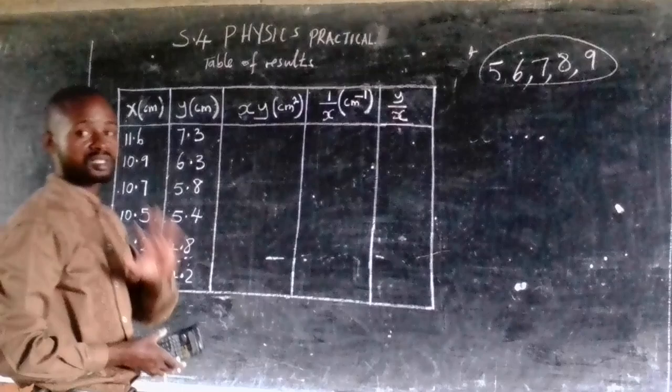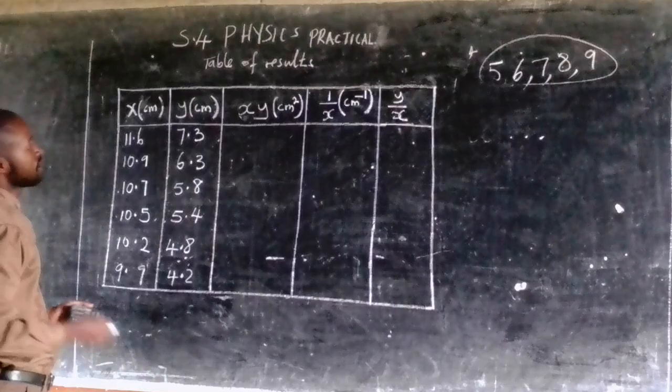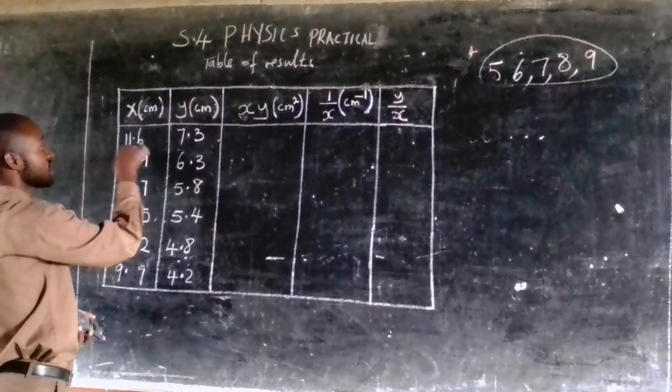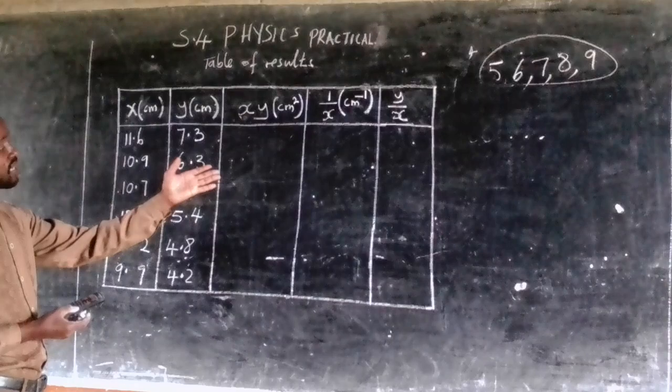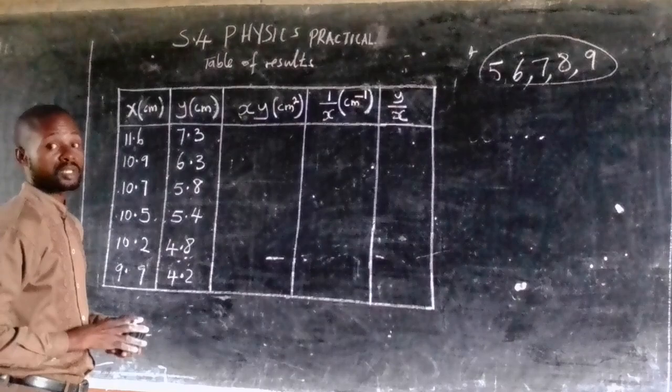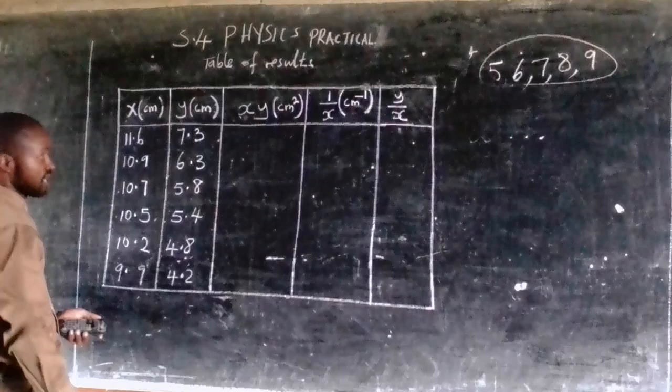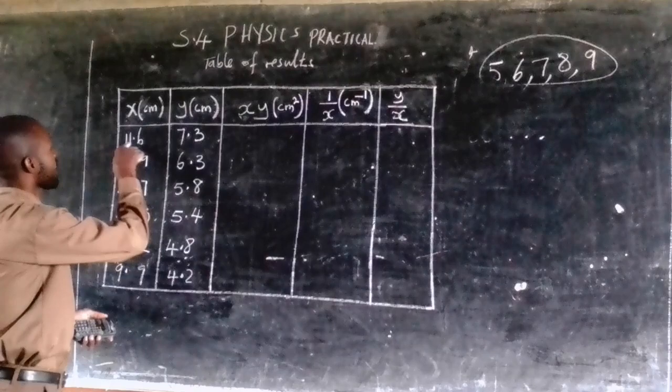Now, let me start with this. X times y, x times y, it means we shall be multiplying this value times the other one. But before we start writing our answers, there are rules we have to follow. Here it is a multiplication, so we have to follow the rule of multiplication. When we are multiplying two numbers, I'll remind you, take a situation. Here we have two numbers, that is 11.6 times 7.3.